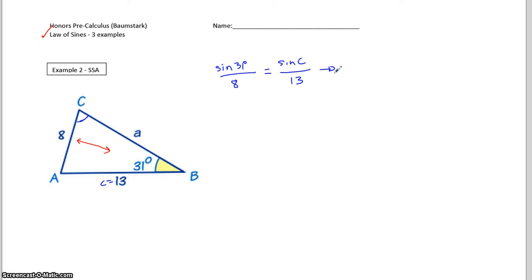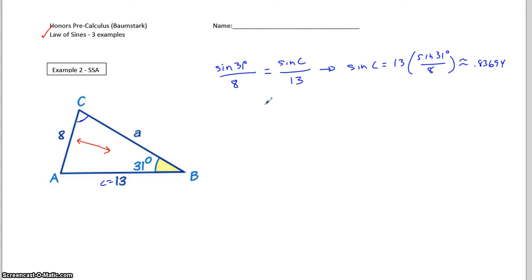So now we can set that up to solve for sine of C. Sine of C is going to equal 13 times sine of 31 degrees over 8, multiplying both sides by 13. And when you punch that into your calculator, we're going to see that the sine of C is approximately 0.837.